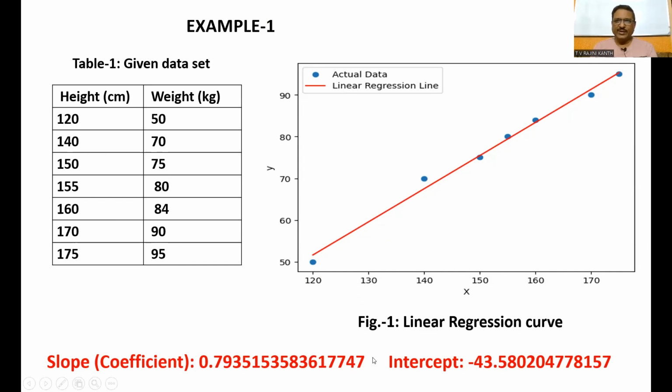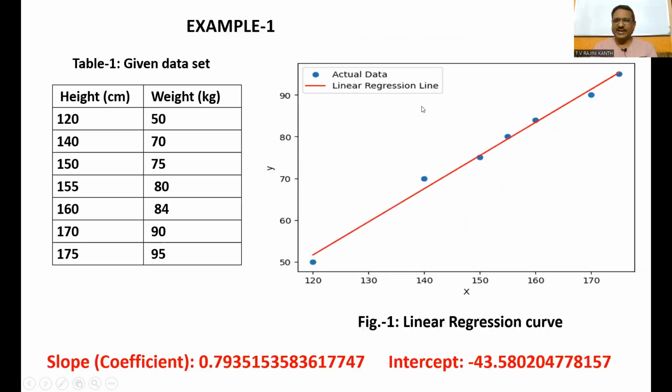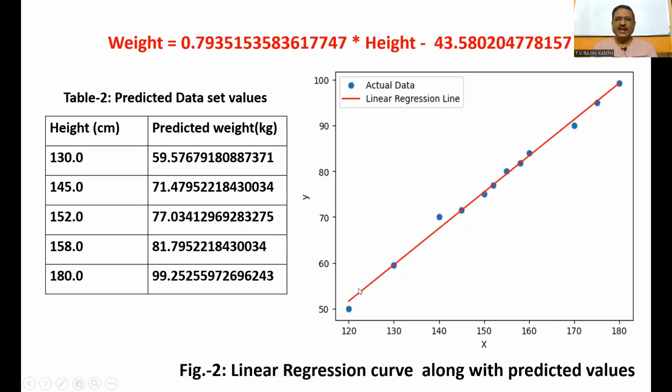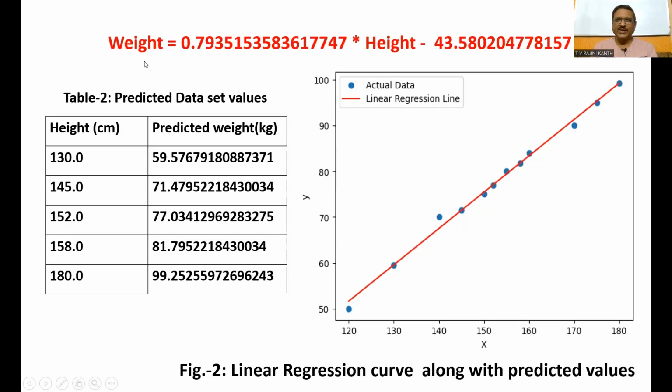If you substitute these two values, it becomes weight equal to 0.7935 times height minus 43, which is the intercept form. We have taken this data and converted it into a linear form. Once you know this, we can predict the weights for new students' heights.